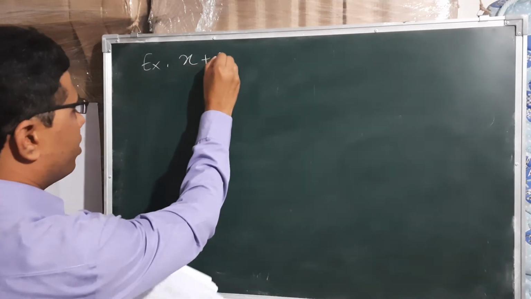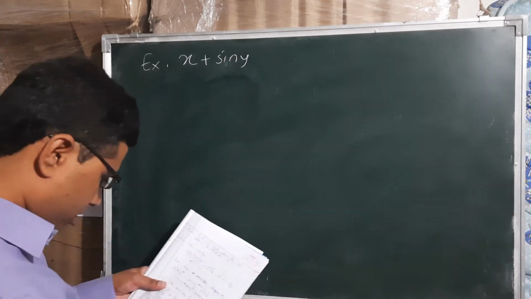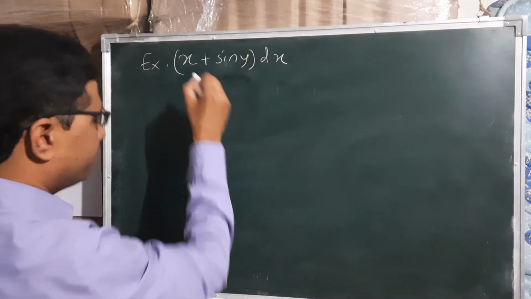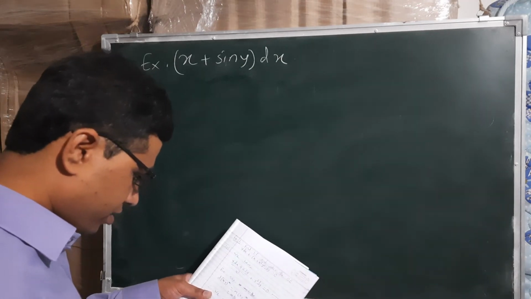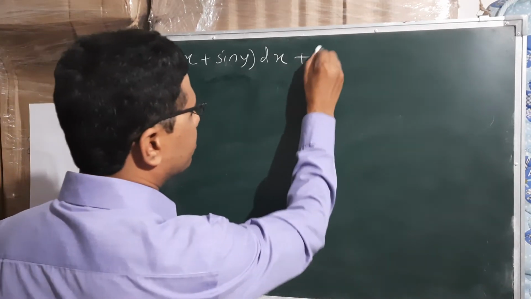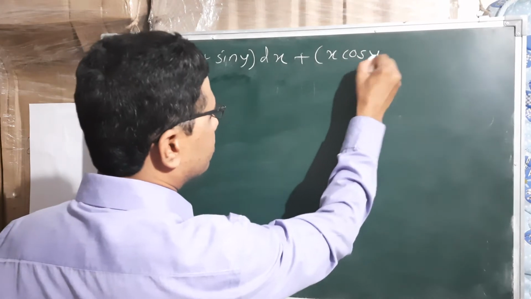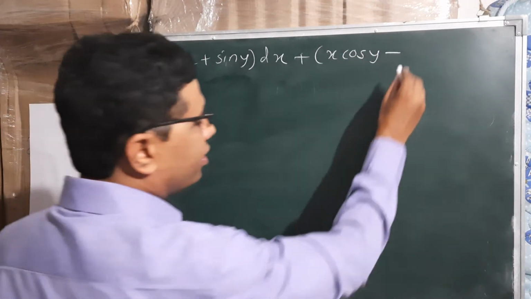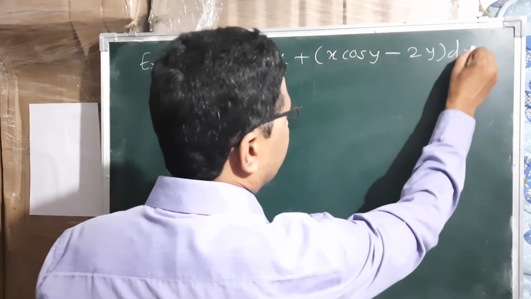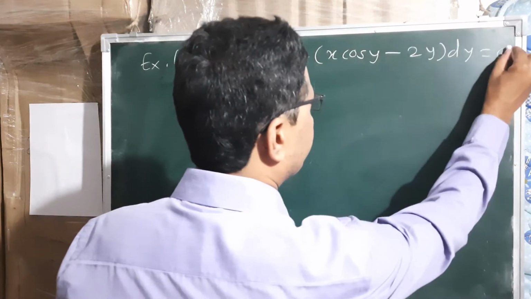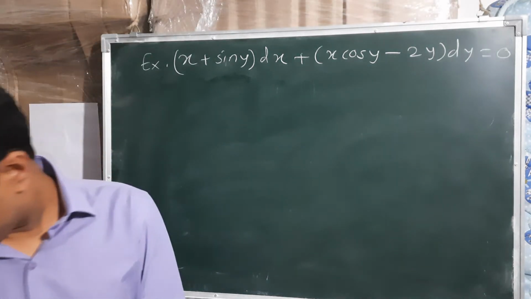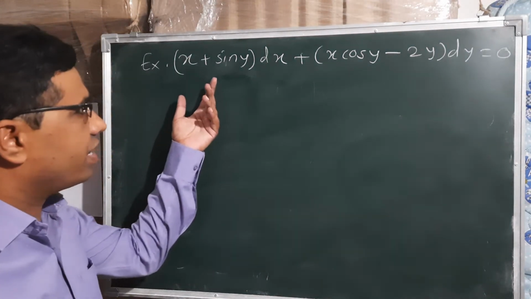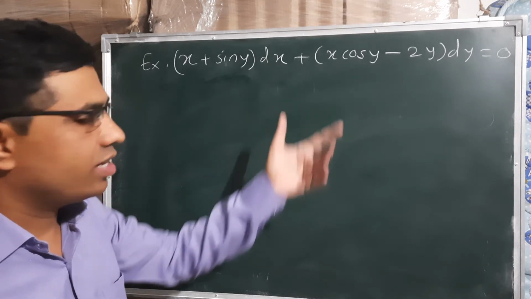(x + sin y) dx + (x cos y - 2y) dy = 0. Now, if we observe this differential equation, then we can solve it easily.